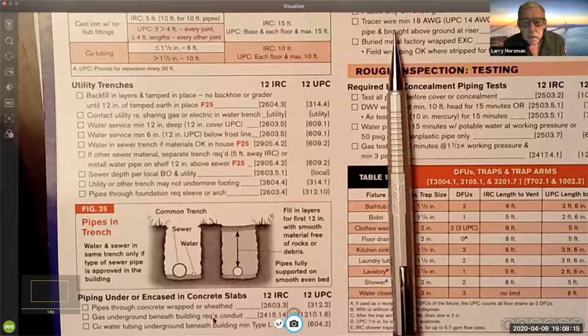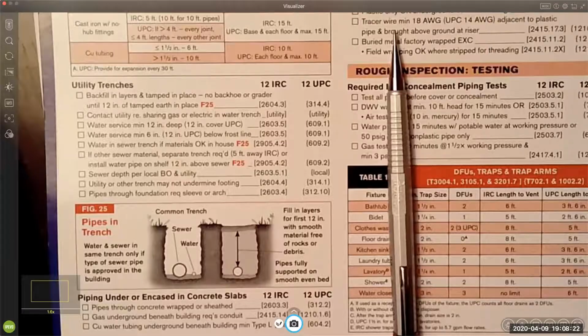So didn't I tell you I was going to give you a yard piping document? No? I thought I did not yet. Let me see if I can find it.